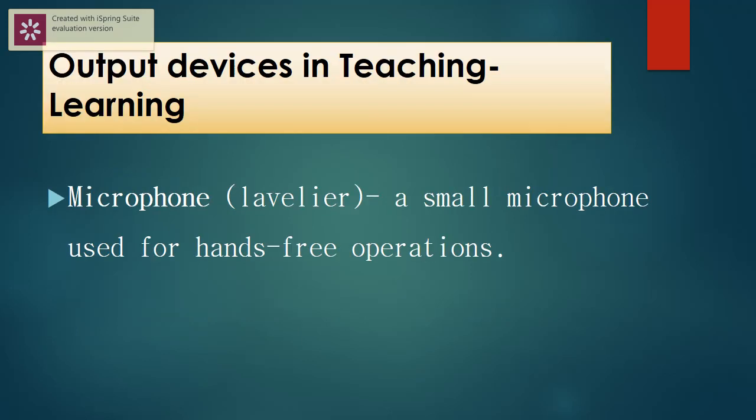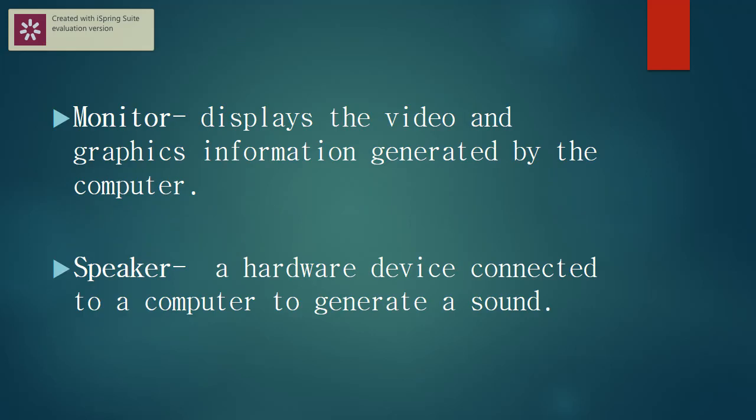First is the microphone or lavalier. It is a small microphone used for hands-free operations. Next is a monitor. It displays the video and graphics information generated by the computer.